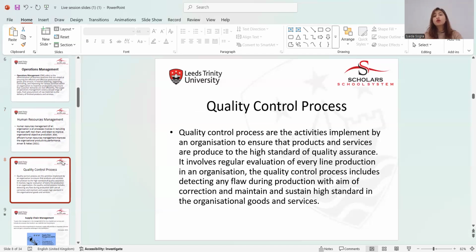Now let's have a look at the quality control process. Quality control processes are the activities implemented by an organization to ensure that the products and the services are produced to a high standard of quality assurance. It involves regular evaluation of every production line in an organization. And also the quality control process includes detecting any flaw during production with the aim of correction and maintaining and sustaining high standards in the organizational goods and services.